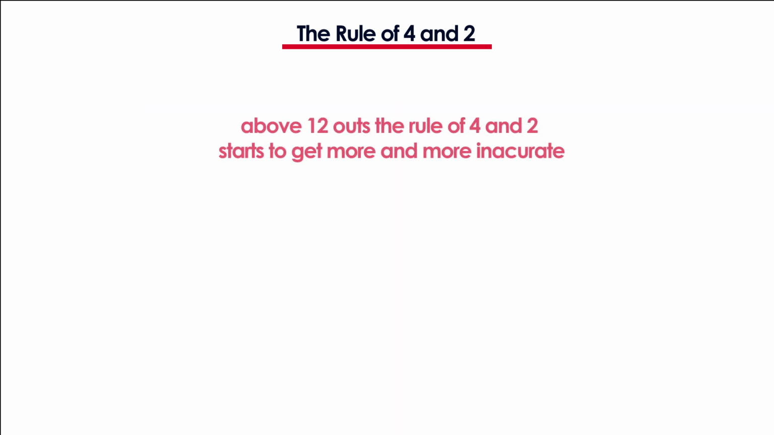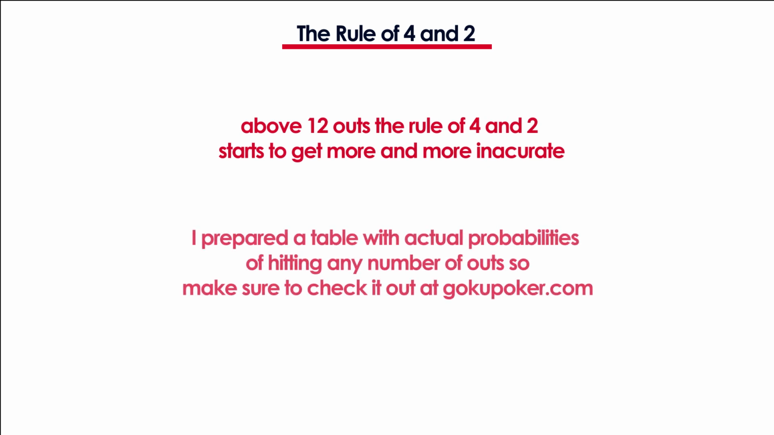But above 12 outs, it starts to get more and more inaccurate, so I have prepared a table with actual probabilities, and you can check it out on my site gokupoker.com. It is important to know the number of outs and to calculate the probability of hitting them, because it allows you to make better decisions.